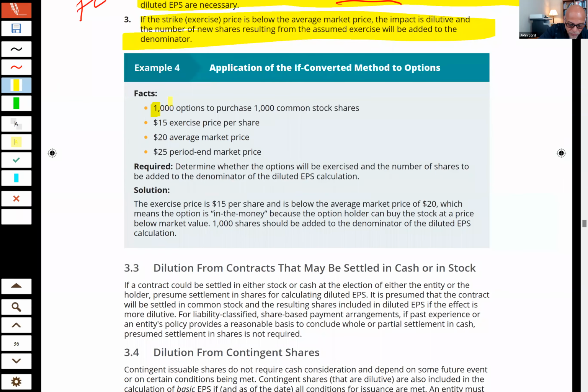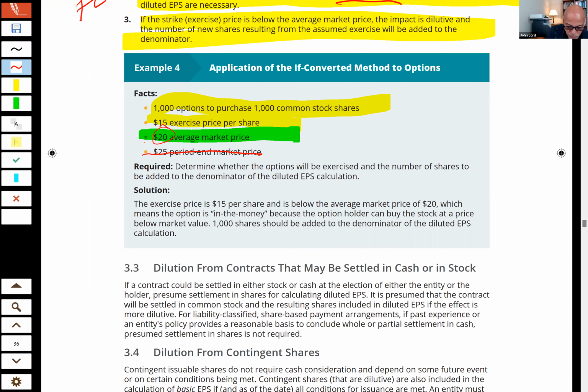So let's look at this example. We have 1,000 options to purchase 1,000 shares of common stock. The exercise price is $15 per share. The average market price is $20 per share, and the year-end market price is $25. I don't care what the year-end price was. I care what the average was. If I looked at this, I'd say this is going to be dilutive, and let's see why we think it's going to be dilutive.